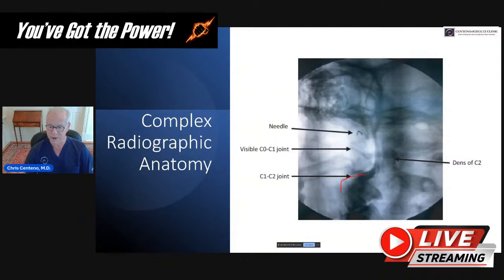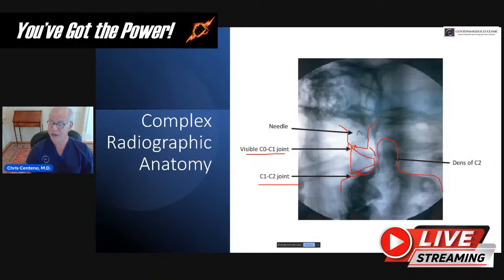This is C2 here, just to orient you, and this is C1. So then you can see there the 1-2 joint and the 0-1. When it comes to injecting a 1-2 joint, you go directly at the joint in the outer 2/3, but you can't do that with this joint. This is the occipital condyle here, and the 0-1 joint is sitting right here, but you can't go at it because it's a cup-shaped joint.